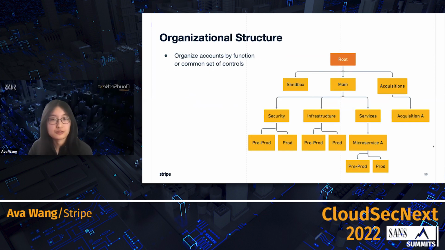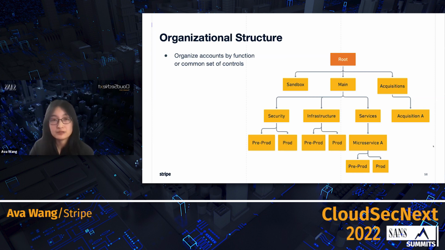Here's an organizational structure that's very similar to what we adopt at Stripe and what AWS recommends. The guiding principle for organization is to group by function or common set of controls. For example, here we have a sandbox OU for an isolated environment with minimal controls for experimentation that teams across the company can use. We also have an acquisitions OU for new AWS accounts for companies that we acquire, which may be used to a different set of security controls than the main company.